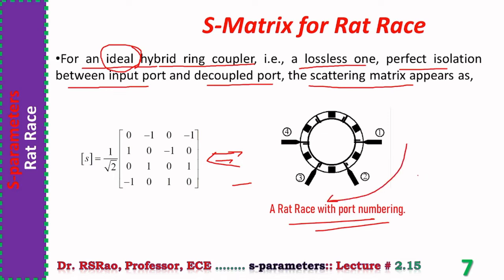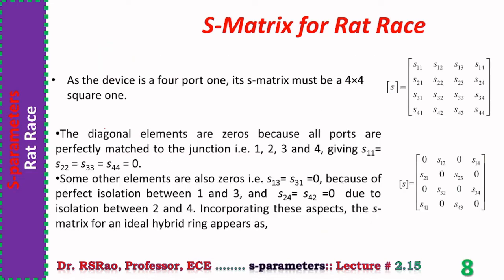A point requires to be mentioned here. S matrix is specific to port numbering. It implies matrix depends upon port numbering. Matrix changes when port numbering is changed, varied. Now we consider the actual process of modeling rat race with S parameter.